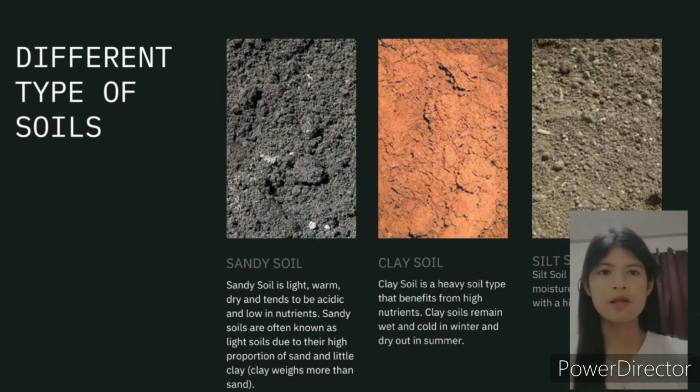The next type of soil is the clay soil. Clay soil is a heavy soil type that benefits from high nutrients. Clay soils remain wet and cold in winter and dry out in summer. These soils are made up of over 25% of clay, and because of the spaces found between clay particles, clay soils hold a high amount of water.